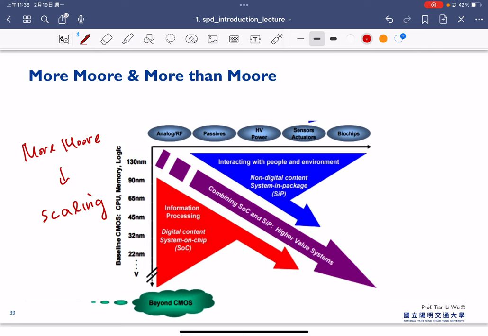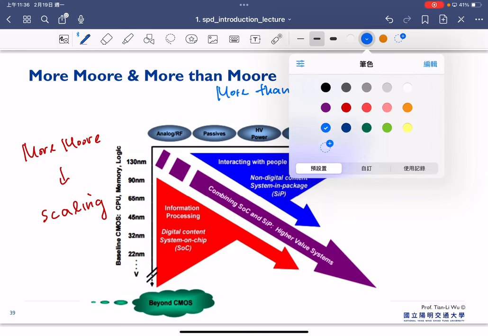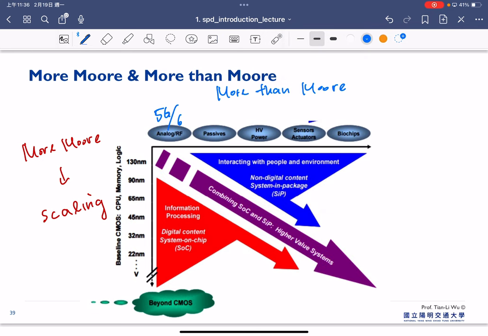But there's a technology that we call the more than Moore. So the more than Moore, for example, is used in 5G, 6G, so that's for the RF, or for high power, it's used for the charger or EV application.